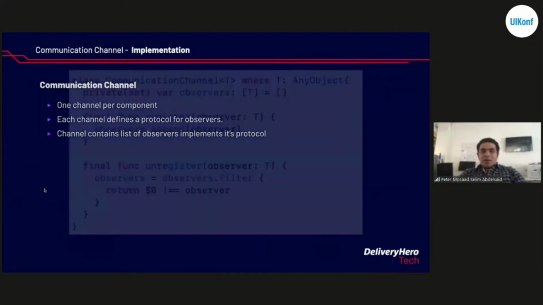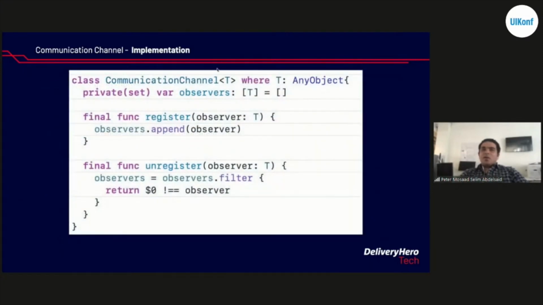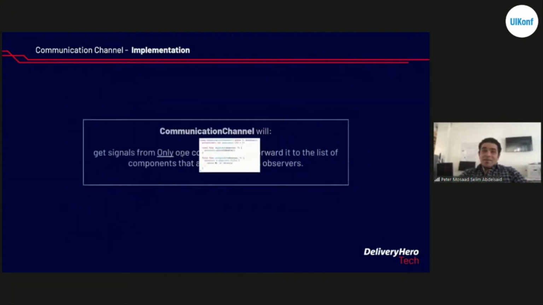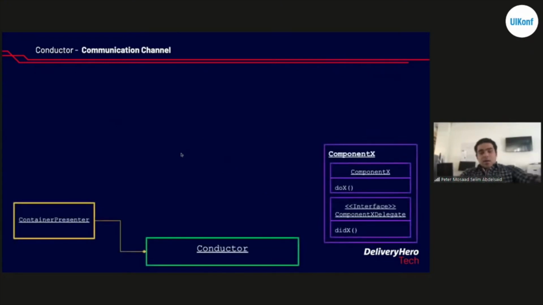If we take a quick look at the implementation, it's a very, very simple class with the use of generics. The communication channel is an entity that has a set of observers that all implement this protocol T, and we can register for a channel and unregister from a channel. By this, what we achieved is that the communication channel is the place that gets the signals from one and only one component and can forward this signal to all the components registered as observers in that channel.